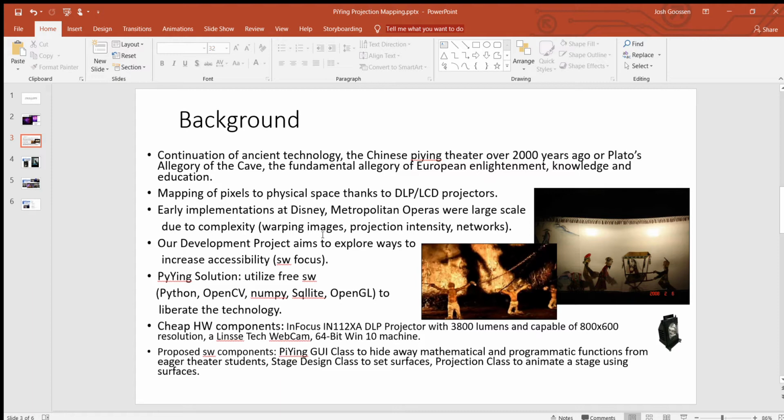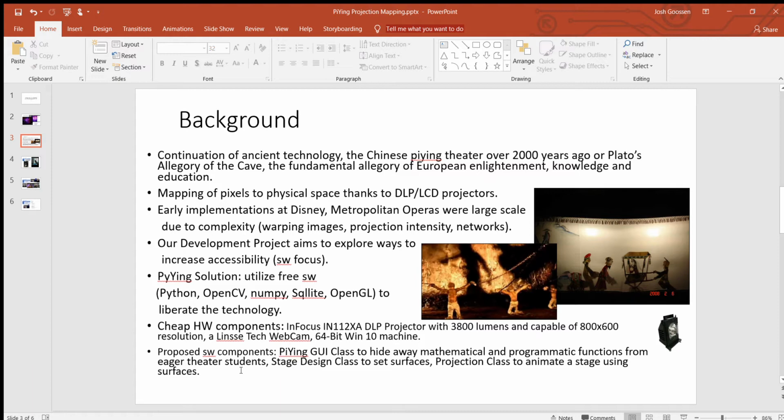What we're trying to do is disrupt that market where only big, powerful players can build these solutions. We're trying to make a free solution and liberate the technology using Python, OpenCV, NumPy, SQLite, and OpenGL systems. You still need hardware components. In our case, we're using an InFocus projector, a Logitech webcam, and a 64-bit Windows machine. However, all of these hardware components you can find for hundreds of dollars instead of thousands of dollars, sometimes even less.